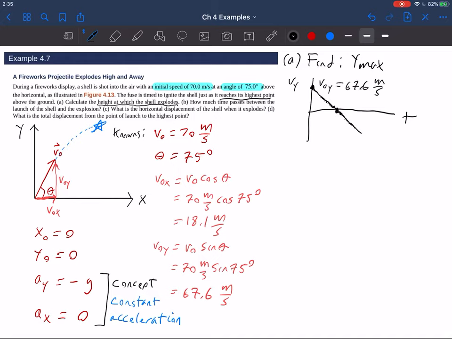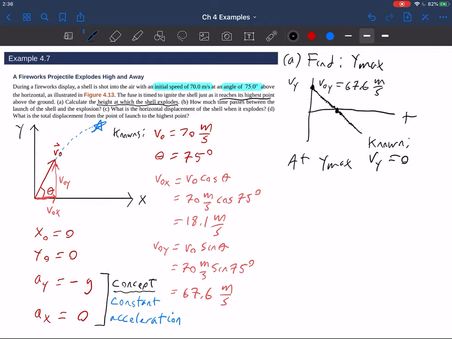And therefore, we can bring in one piece of additional information: at y max, the y component of our velocity is equal to 0. This is one more known that we can use to solve the problem, and it is a necessary known to solve this particular problem. So we have to bring in that conceptual knowledge. Okay, now we have everything we need to look at our equations and figure out which equation is relevant. Again, we think about our key concept: acceleration is constant.